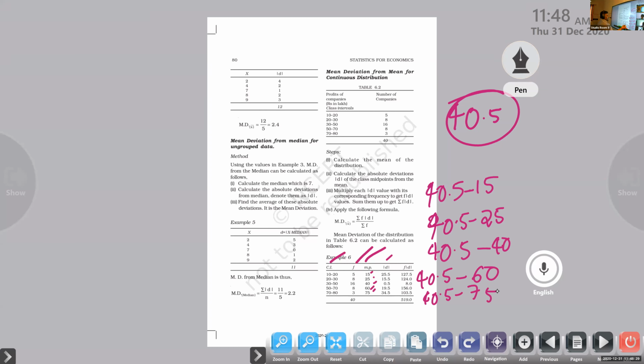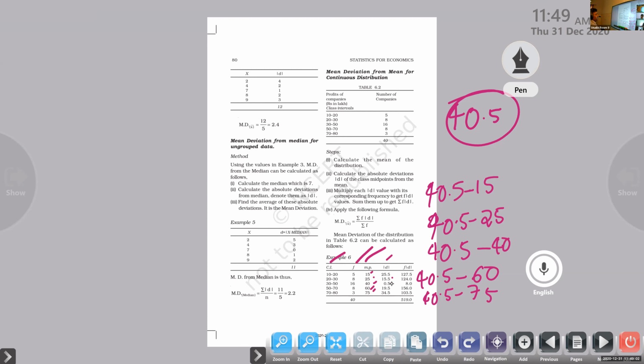So we will get 25.5, 15.5 here. 40.5 minus 15, 25.5. Next one. 40.5 minus 25, 15.5 here. Next one. 40.5 minus 40, that is 0.5. Okay, next one, 40.5 minus 60, we will get a negative one, but you don't need to write the negative sign there. 19.5 you wrote here. Next one, 75. 40.5 minus 75, again the negative value, no need to write that. 34.5 here. So we got that, right?